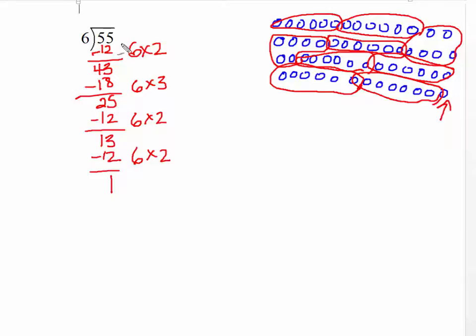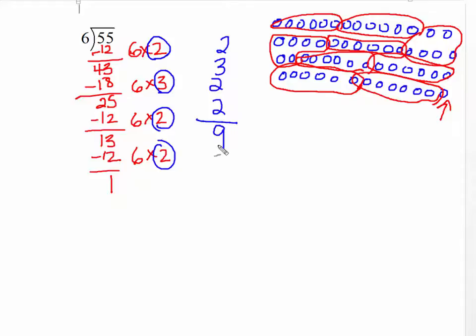So 6 goes into 55. Well, how many times did I get it? What I do now is I look at how many groups of 6: there's 2, 3, 2, and 2. So I'm going to add them all up. 2 plus 3 plus 2 plus 2 is going to end up to be 9. And then I had 1 left over.